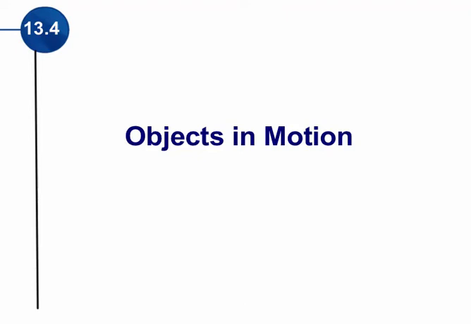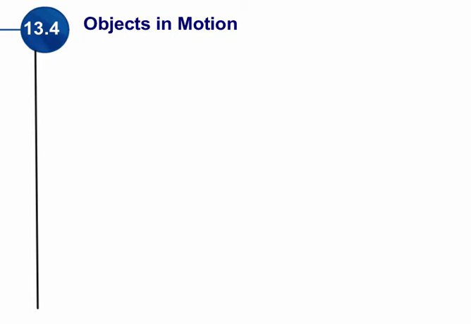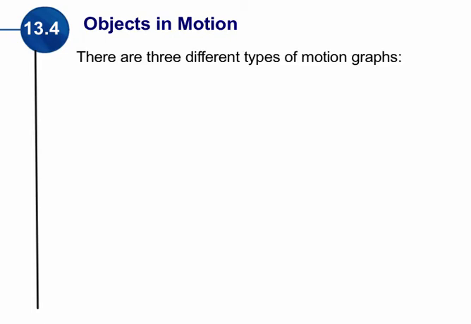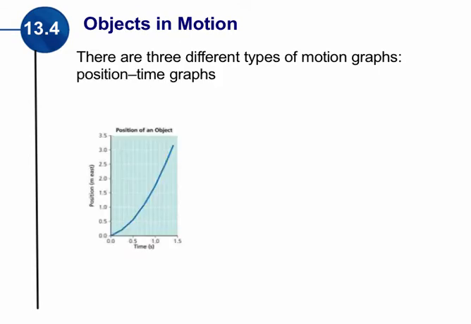So now that we have all of our theory, we can actually look at objects in motion. And as we're studying objects in motion, we're going to be looking at graphs. And there's actually three different types of motion graphs. The first one we looked at was a position time graph, position time or displacement time graph. And a position time graph, remember, we can find the velocity by finding the slope at any point in time.